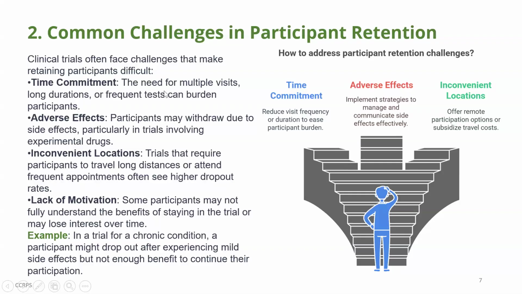Time commitment: the need for multiple visits, long durations, or frequent tests can burden participants. Adverse effects: participants may withdraw due to side effects, particularly in trials involving experimental drugs. Inconvenient locations: trials that require participants to travel long distances or attend frequent appointments often see higher dropout rates. Lack of motivation: some participants may not fully understand the benefits of staying in the trial or may lose interest over time. So the common challenges, again, are time commitment, adverse effects, inconvenient locations, and lack of motivation.